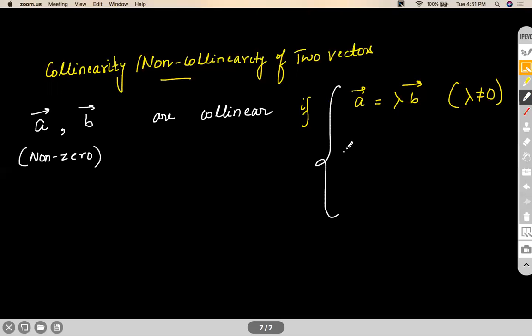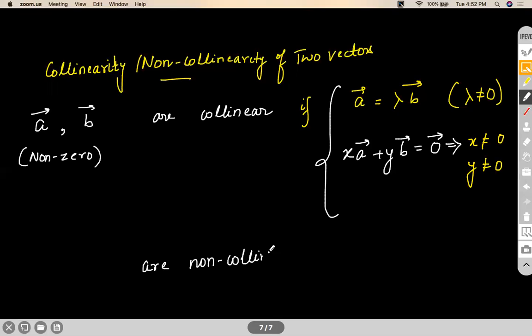Otherwise, if you express a linear combination of A and B as null, it should lead to x and y being non-zero each. So the reverse is, if they are non-collinear, then A cannot be expressed as a scalar multiple of B.